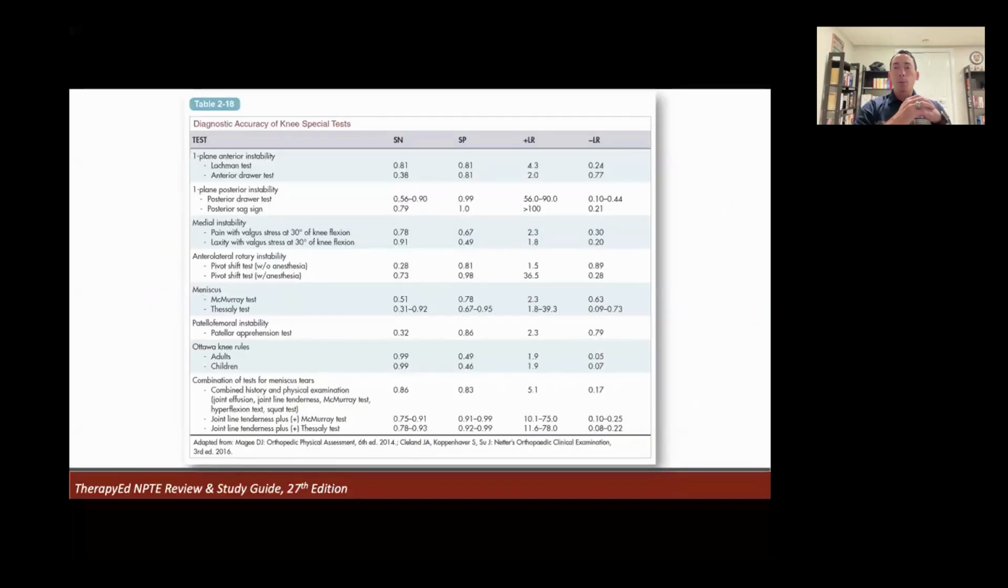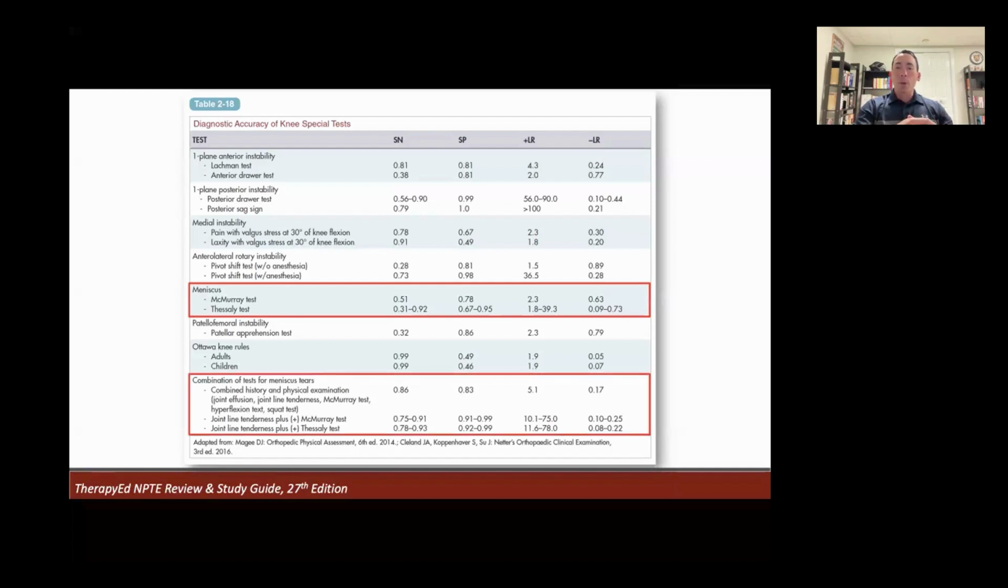So here's another table from the review and study guide, showing the best individual tests for meniscal tears, along with the diagnostic accuracy for a combination of tests. The McMurray test and the Thessaly test appear to be somewhat more specific than sensitive. Therefore, a positive test appears more useful to rule in a meniscal tear than a negative test is useful to rule out a meniscal tear.